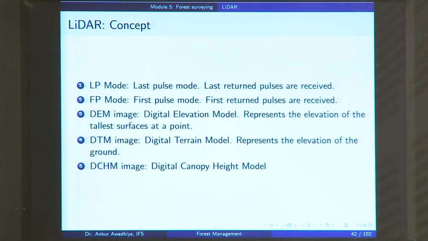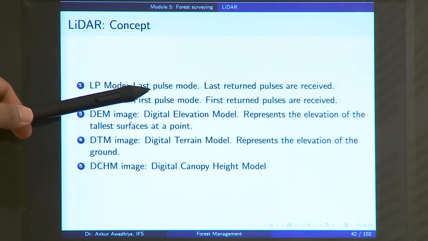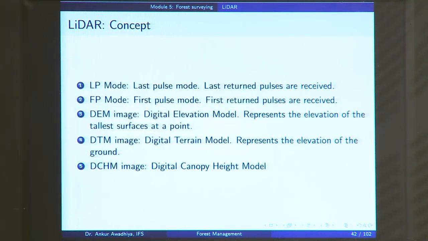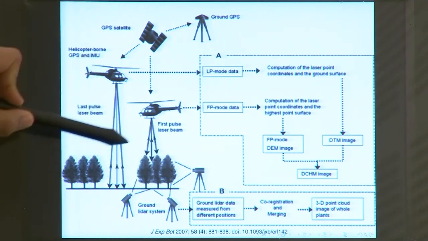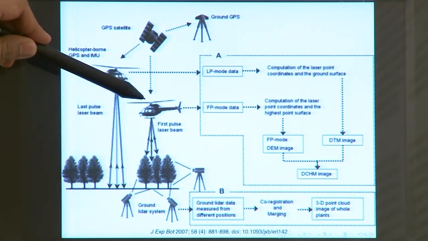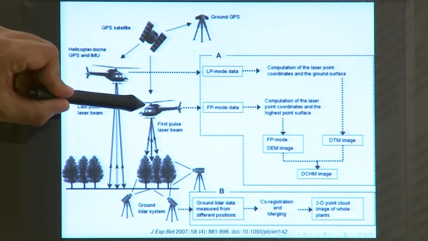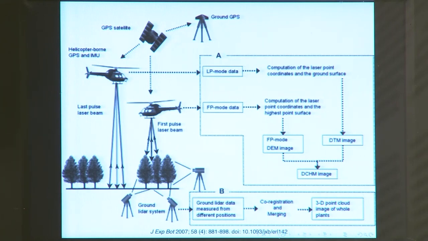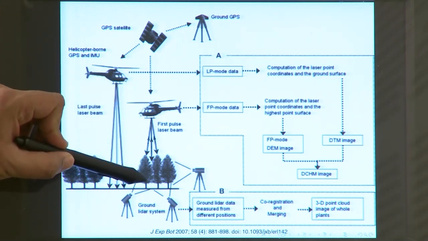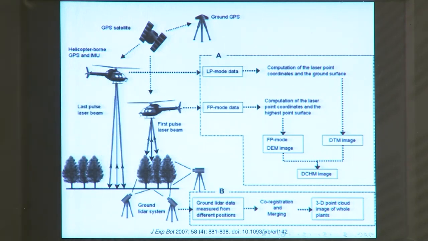Now, a laser can be used in LP mode or FP mode. In the case of LP mode, you are looking at the last pulse mode, in which the last of the returned pulses is received, and in the FP mode or first pulse mode, the first of the returned pulses is received. Now, what is that? Suppose here you have your aircraft, and you have the canopy and you also have the ground. When you are shooting a beam of laser, the first laser would interact with the top of this canopy and come back. So, that is the first pulse method, but then you will also have some laser that will go down and then come back. So, that is the last pulse method.